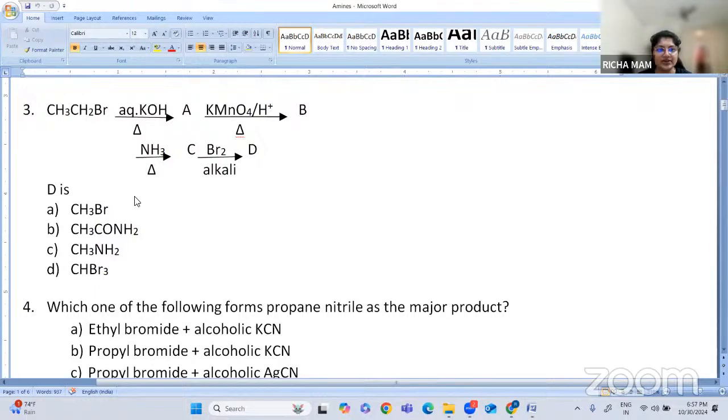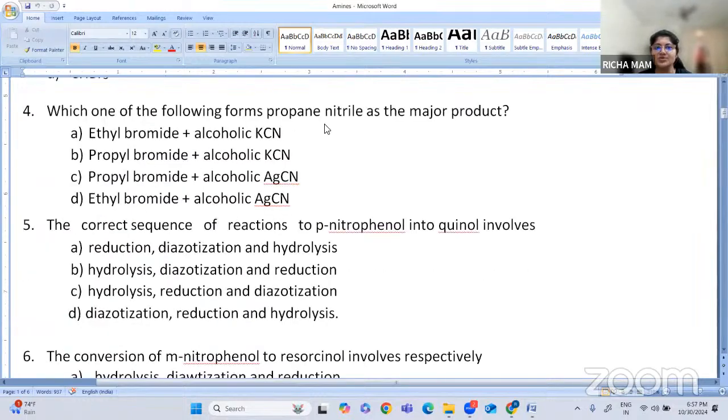Let us go for the next one. Which of the following forms propane nitrile as the major product? A. Ethyl bromide plus alcoholic KCN. B. Propyl bromide plus alcoholic KCN. C. Propyl bromide plus alcoholic AgCN. And D. Ethyl bromide plus alcoholic AgCN. Which of the following forms propane nitrile as a major product? So when are you going to get propane nitrile as a major product?